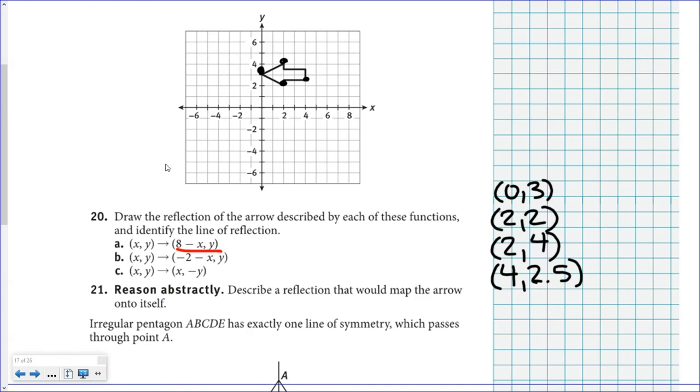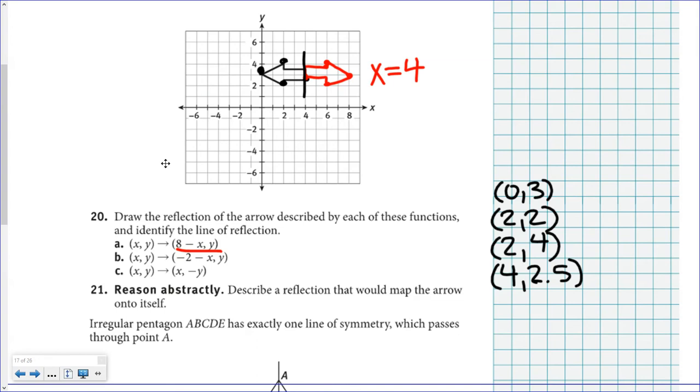And so if you use part A to apply the function that they give you here, if you plug in 0, 3, you end up with the point 8, 3. If you plug in 2, 2, you end up with the point 6, 2. If you plug in 2, 4, you end up with the point 6, 4. And if you plug in the point 4, 2.5, you end up with the point 4, 2.5. So here is your arrow, which means the line of reflection is right here, which is the equation x equals 4.